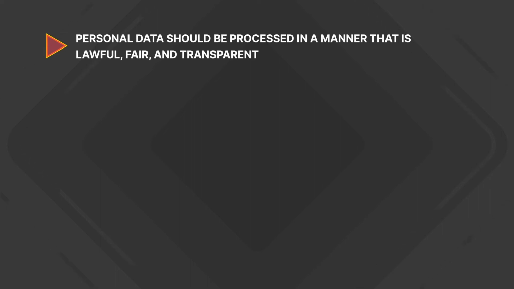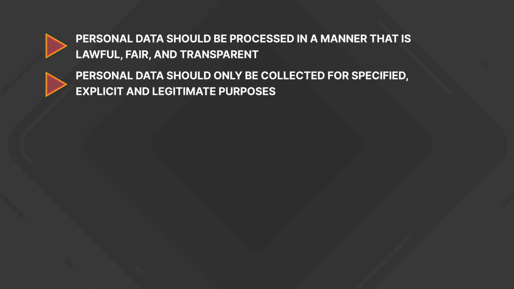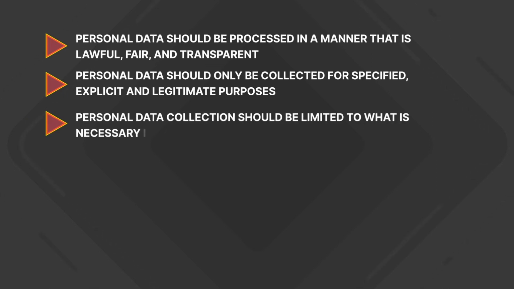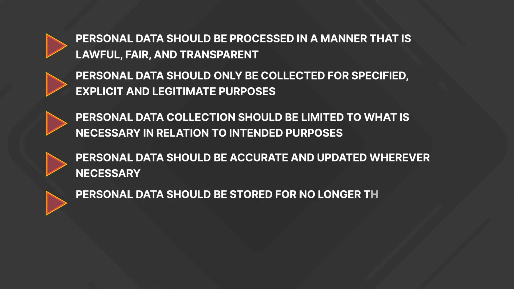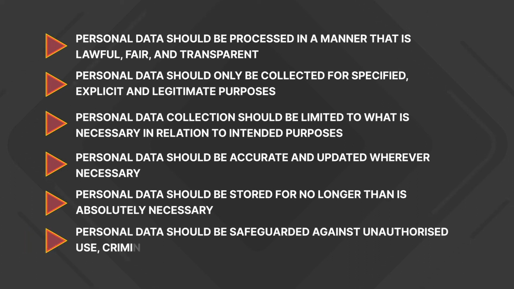The core principles of GDPR can be summarised into 6 ideologies, which are elaborated upon in UK government legislation. These are: personal data should be processed in a manner that is lawful, fair and transparent. Personal data should only be collected for specified, explicit and legitimate purposes. Personal data collection should be limited to what is necessary in relation to intended purposes. Personal data should be accurate and updated wherever necessary. Personal data should be stored for no longer than is absolutely necessary. Personal data should be safeguarded against unauthorized use, criminal activity, and accidental loss.